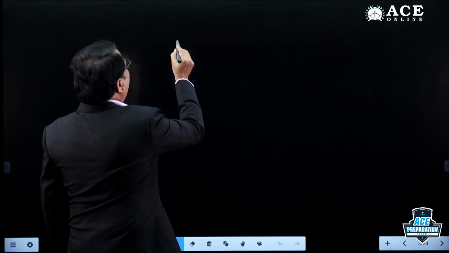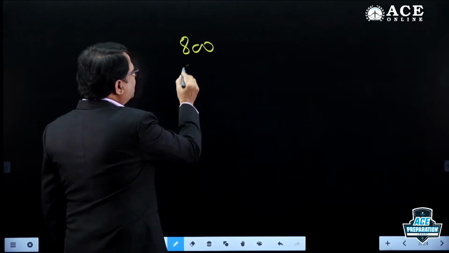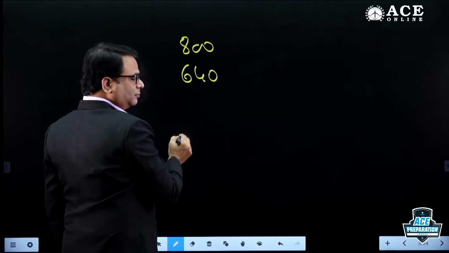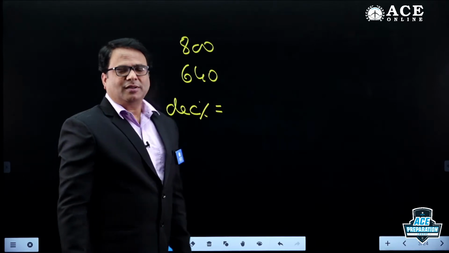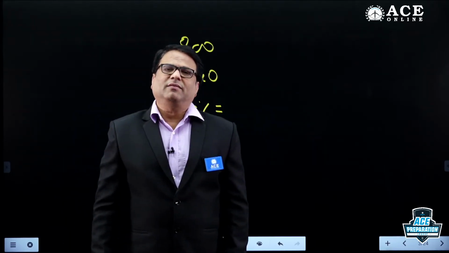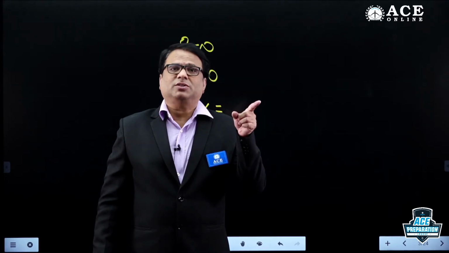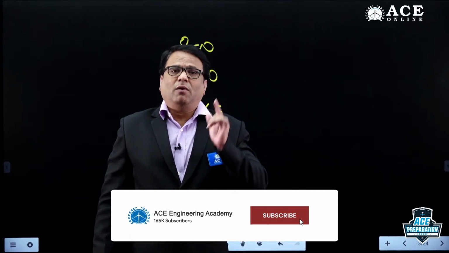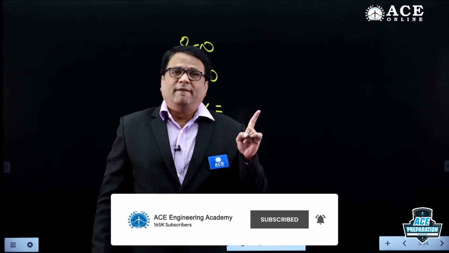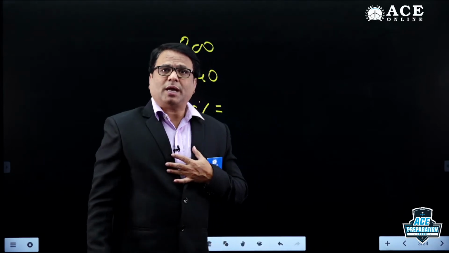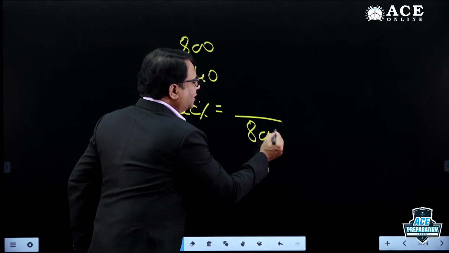Now, my score in the first test is 800 and my score in the second test is 640. What is the decrease percentage? If this is the question. Now, the score is decreasing when compared to what? When compared to my score in the first test. So the comparison is done with my score in the first test. That means the comparison is done with 800. So 800 is the denominator.